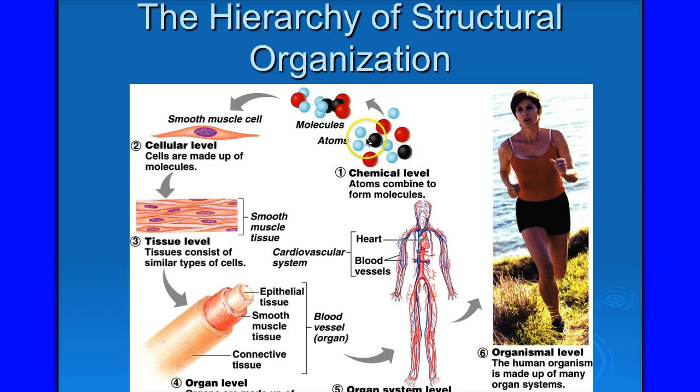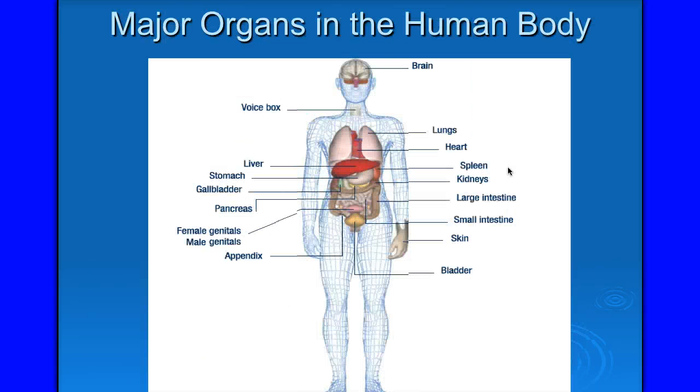So again, we go from atoms to molecules to cells to tissue. We have organs down here. We move over to organ systems, which will leave us with an organism. So this is stuff that we've talked about before, which should have been somewhat of a review for you guys. And again, today we're going to focus in on the major organs in the human body.